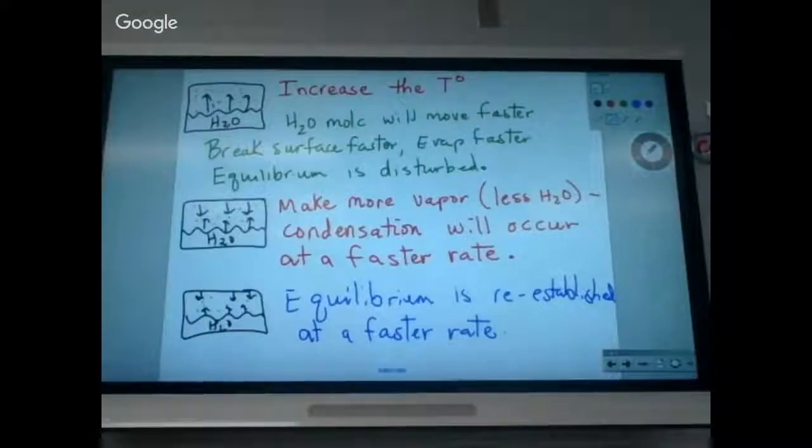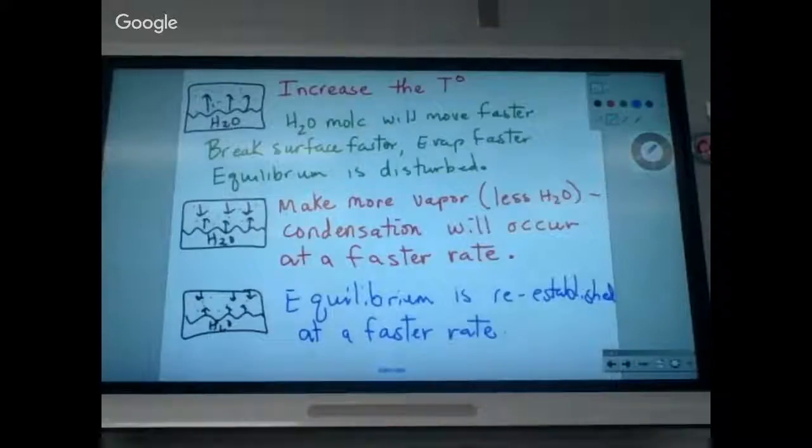Don't write anything yet. I want you to figure it out. Is it higher, lower, or does it stay the same if you increase the temperature? Would your rate of evaporation be higher, lower, or stay the same if you increase the temperature? It would be higher. It would be higher, okay?